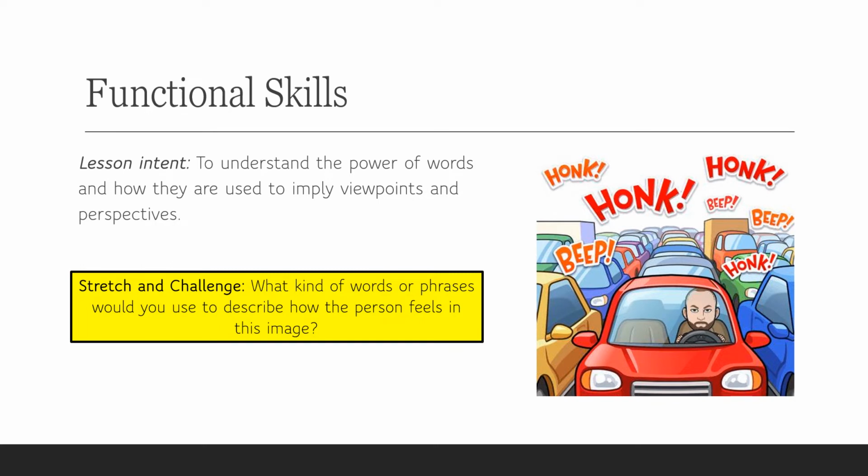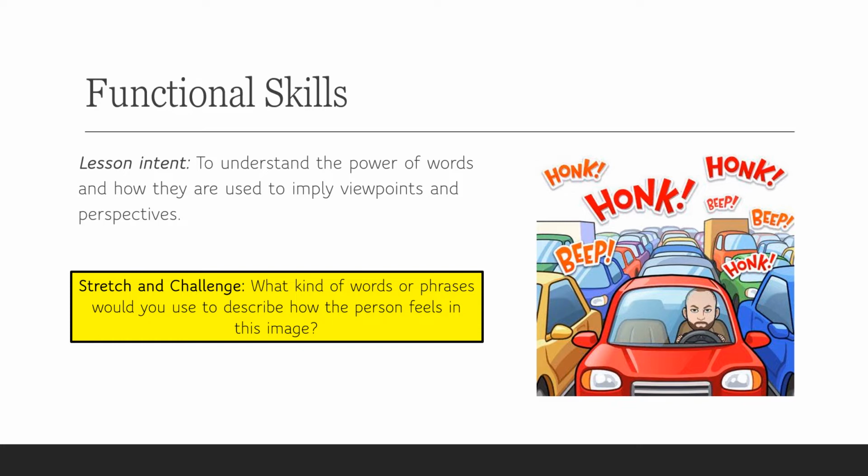I'd like you to try and stretch and challenge now and think about what kind of words or phrases would you use to describe how the person feels in this image. So as we can see there, there's the little Bitmoji person there in the car, and they've got beep and honk and a lot of traffic there that's all hemmed in around them.